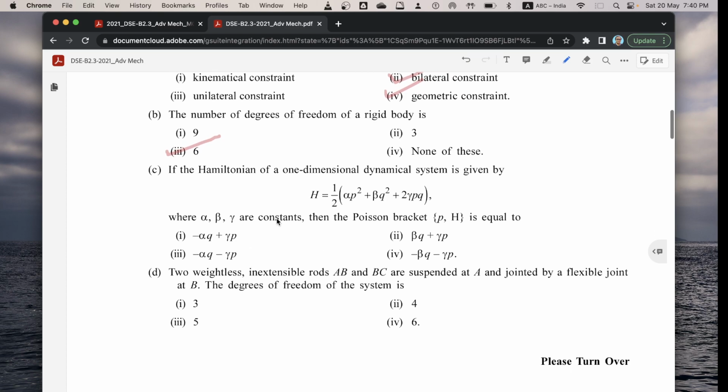Next question C. If the Hamiltonian of a one-dimensional dynamical system is given by H = ½(αP² + βQ² + 2γPQ), where α, β, γ are constants, then the Poisson bracket {P, H} is equal to, the correct option is 4, −βQ − γP. So this Hamiltonian is given by this, and here the Poisson bracket of P and H is given by the relation 4.